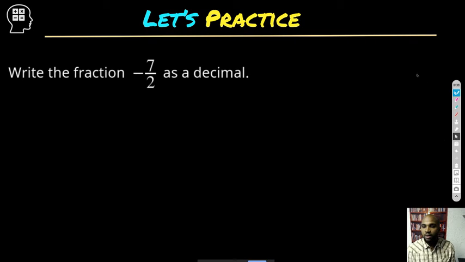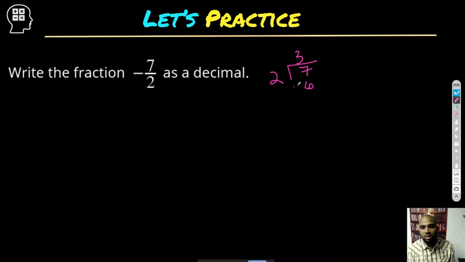All right, what about this one here? How do we divide this one? Well, first of all, we're going to remember that negative sign. Negative 7 divided by 2 is still going to be negative. So whatever we do, just keep that in mind. So let's go ahead and do that though. 7 divided by 2. 2 goes into 7 3 times.